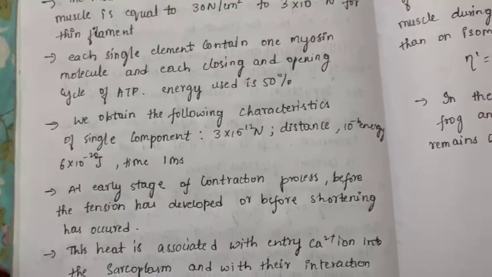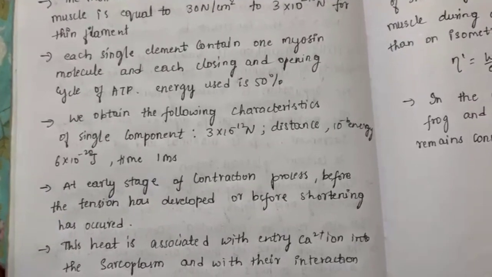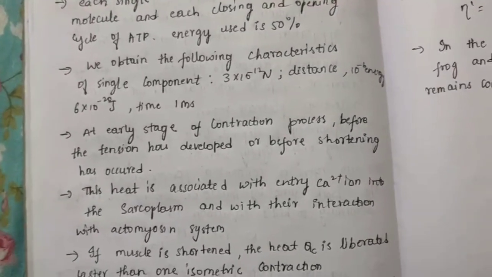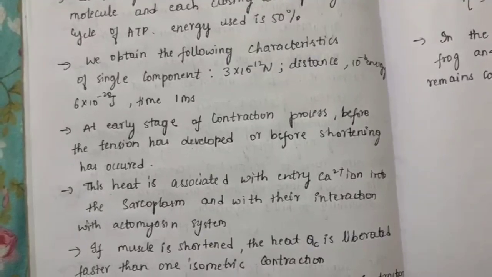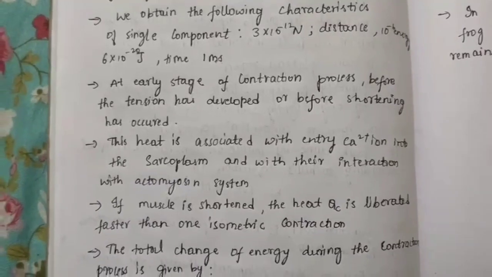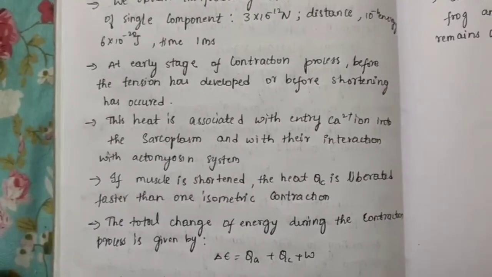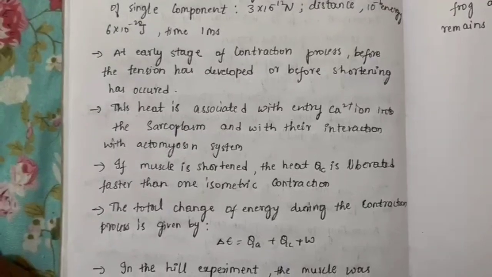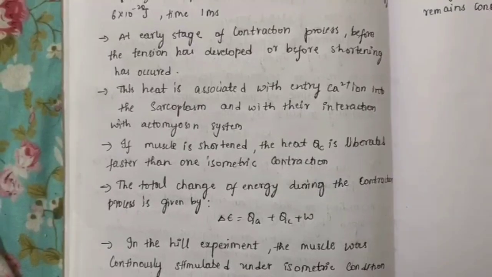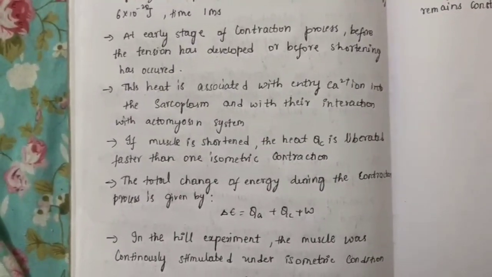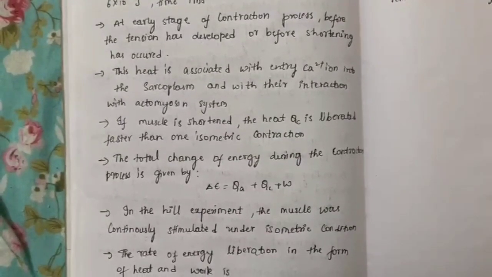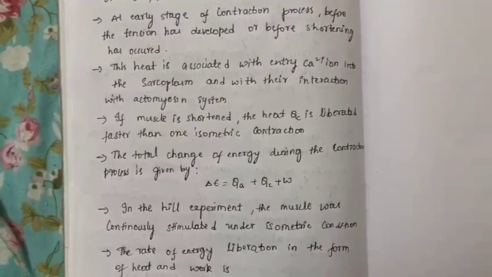At an early stage of the contraction process, before the tension has developed or before shortening has occurred, heat is associated with the entry of calcium ions into the sarcoplasm and their interaction with the actomyosin system. If the muscle is shortened, the heat Q is liberated faster than in isometric contraction. The total energy during the contraction process is delta E equals QA plus QC plus W. In Hill's experiment, the muscle is simultaneously in isometric contraction.